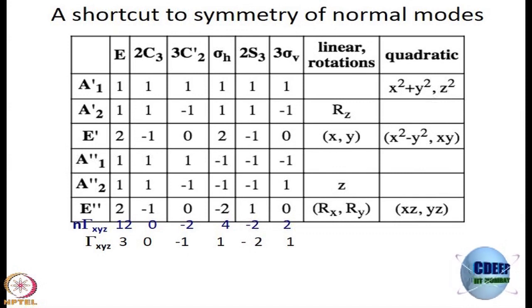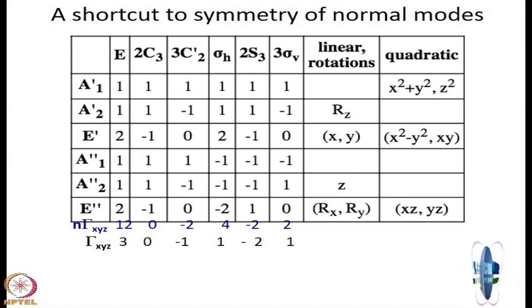3, 0, minus 1, minus 1, hold on. Rx, Ry, Rz. So here I made a mistake. 3, 0, minus 1, minus 1, 2, plus 1, right? Then we can work out gamma vib from there.